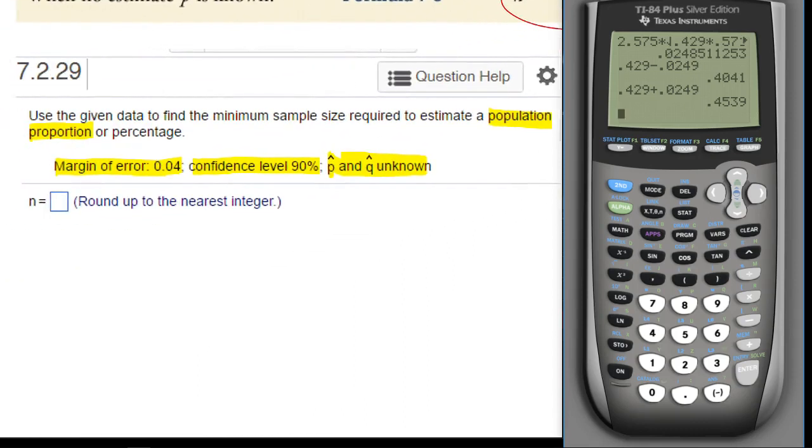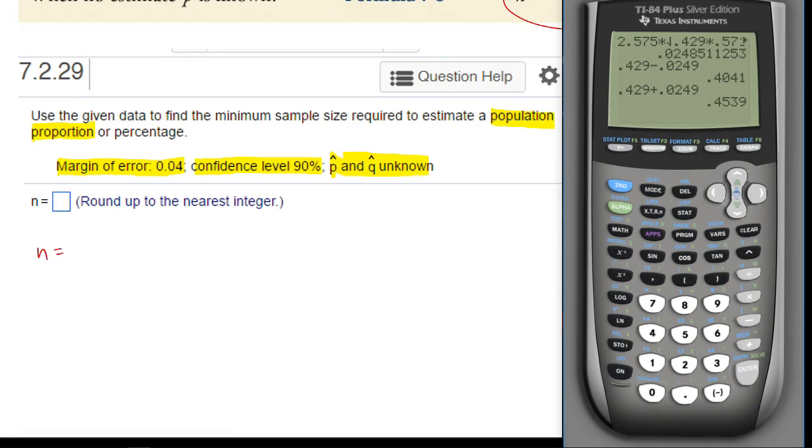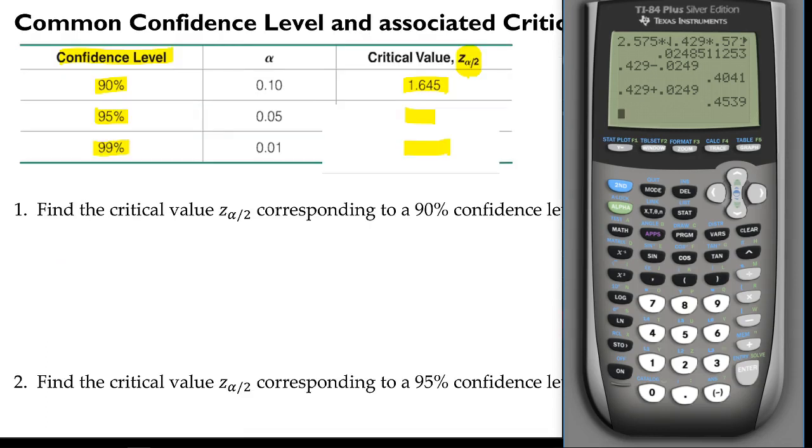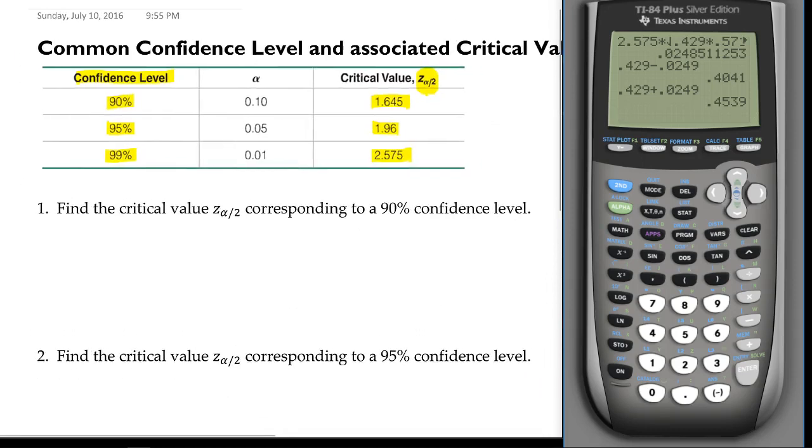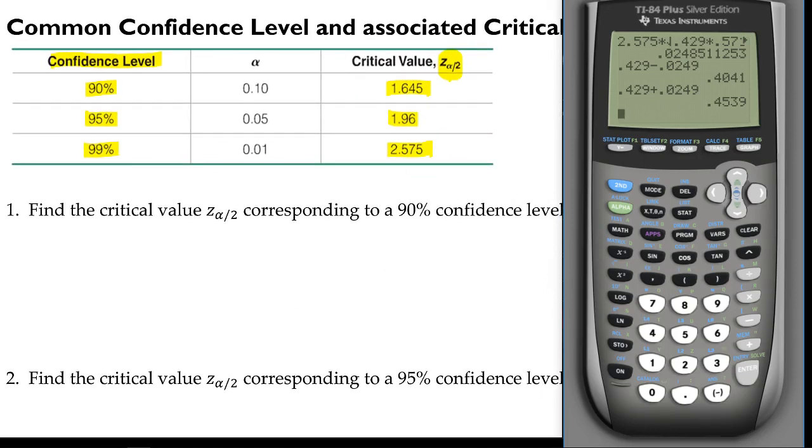All right, so I'm going to rewrite that formula just down here. So n is equal to the critical value, quantity squared, times 0.25, and then divide that by the margin of error squared. All right, so we're looking for this critical value. The confidence level is 90%. That's one of our common confidence levels. So for a confidence level of 90%, the critical value is 1.645.